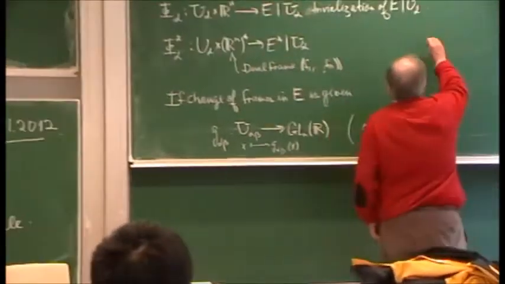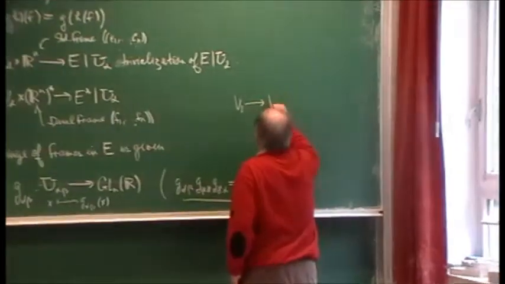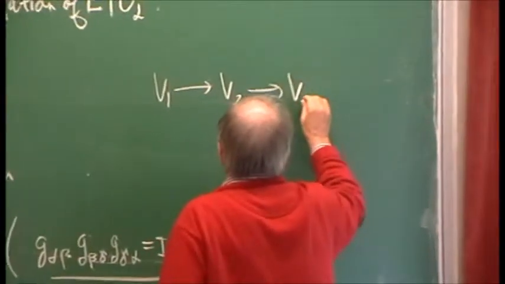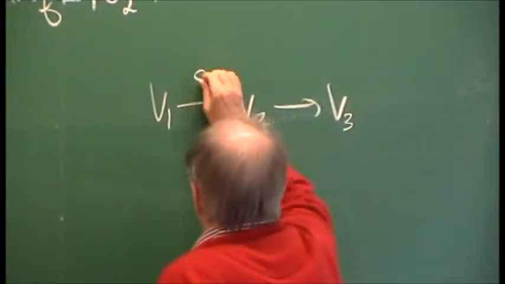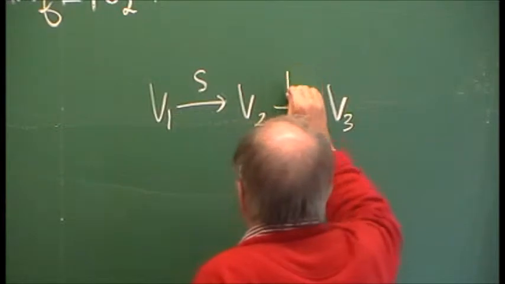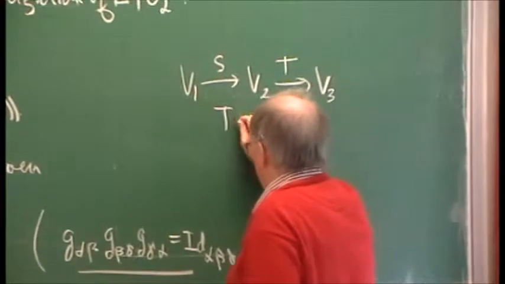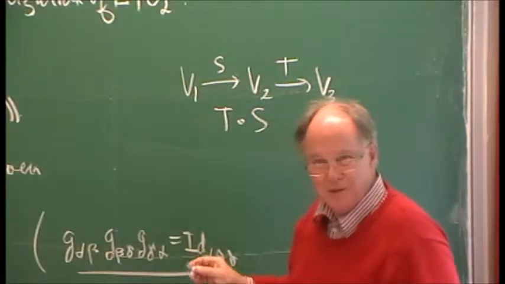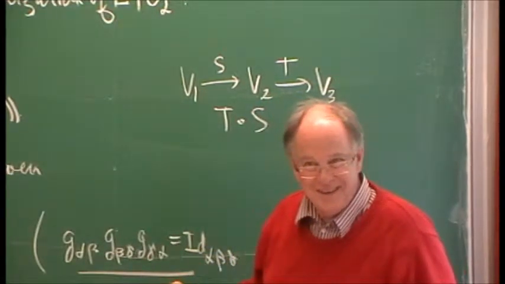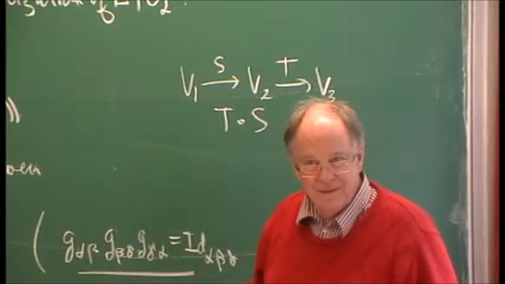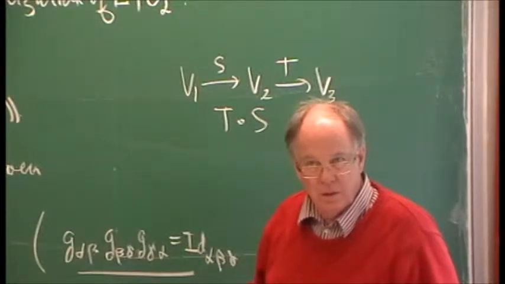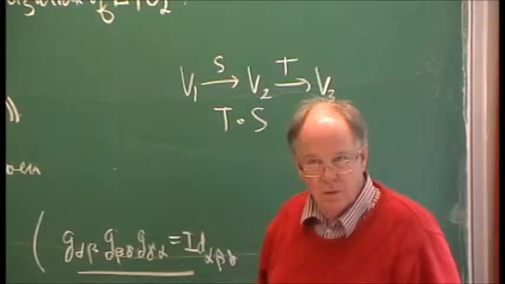If I have a vector space V1 and a vector space V2 and a vector space V3, and I have S and I have T here, then I have T composed with S. Nobody debates this. The point here is T is also from V1 to V2. In this case, the T, which is G alpha beta, for example, is also from V1 to V2.